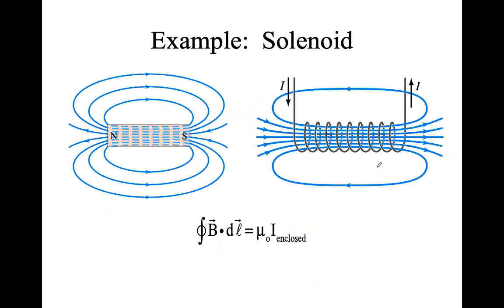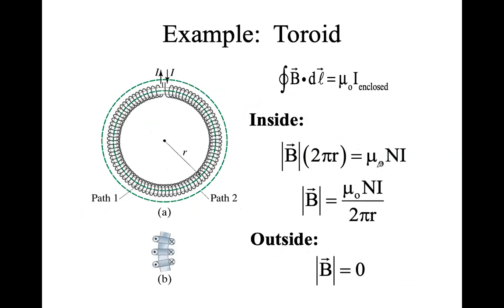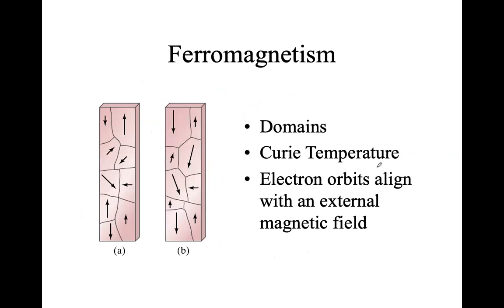We'll use Ampere's law to figure out what the magnetic field is in a solenoid, and then also something called a toroid, which is a solenoid that you wrap around into a loop like a donut, and that's referred to as a toroid. And we'll use Ampere's law come Monday in order to solve those two problems, and their results are fairly important. And then we'll be done talking about magnetic fields.